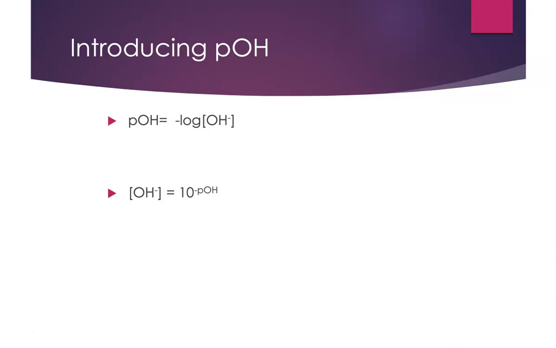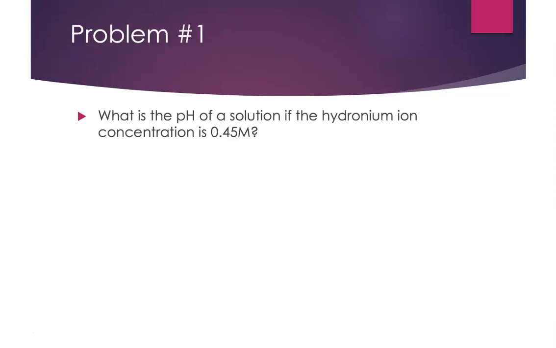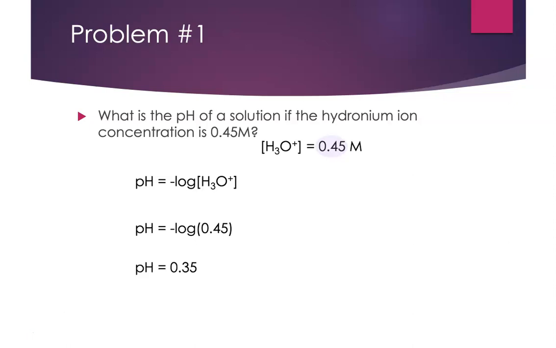And it's time to get out your calculator because we have some calculations to do. So let's do problem number 1. What is the pH of a solution if the hydronium ion concentration is 0.45 molar? So I gave you the hydronium ion concentration as 0.45 molar. Notice that there are 2 significant figures in this molarity. That's going to be important later. So I need to use the pH formula, the negative log of the H3O+ concentration, which was given to me. So I can substitute that into my formula, and I get a pH of 0.35.